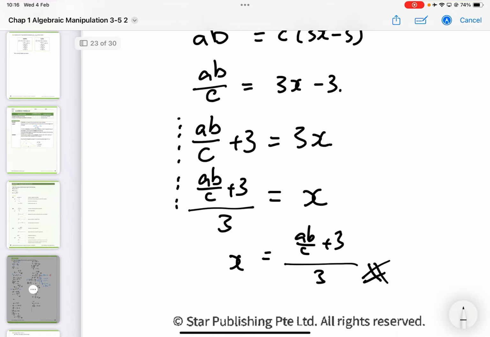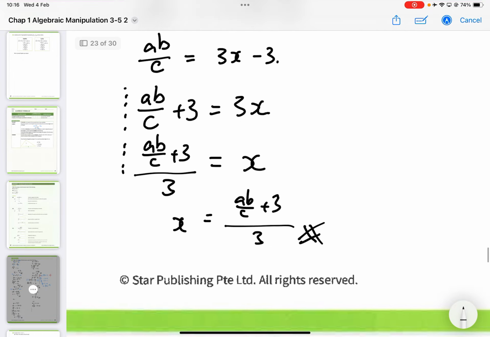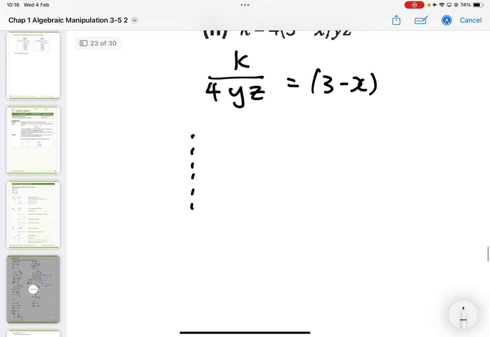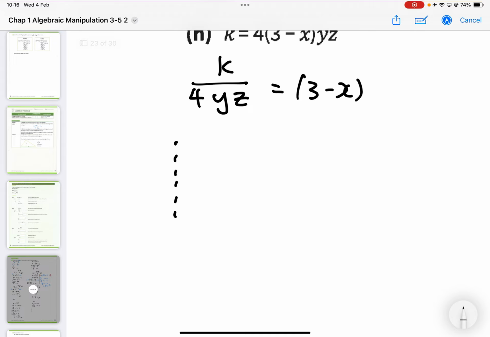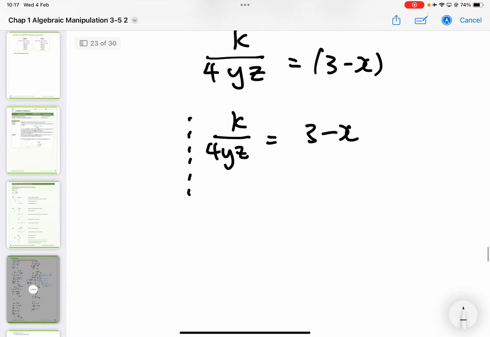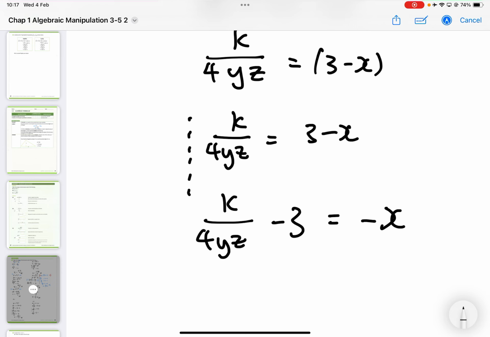Okay. Then for this one, there are no longer any multiplications to my bracket, so I don't write the bracket already. And then I want to get rid of the 3. So my 3 crosses the equal sign and becomes minus 3. The minus belongs to my x, so I still have minus x.